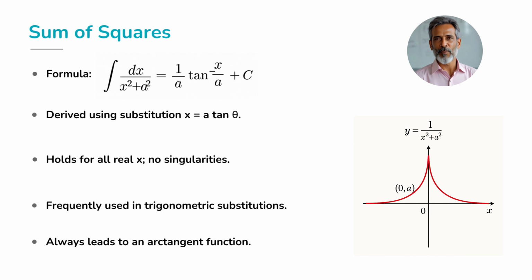Here comes another very popular standard integral. The formula is integral of dx over x squared plus a squared equals 1 divided by a tan inverse of x upon a plus c. Clearly spoken, dx over bracket x squared plus a squared bracket equals 1 over a tan inverse of x by a plus constant c. This formula is usually derived by substituting x equals a tan theta. The beauty of this formula is that it has no restrictions on x because x squared plus a squared is always positive. You'll find this integral everywhere from physics to probability.